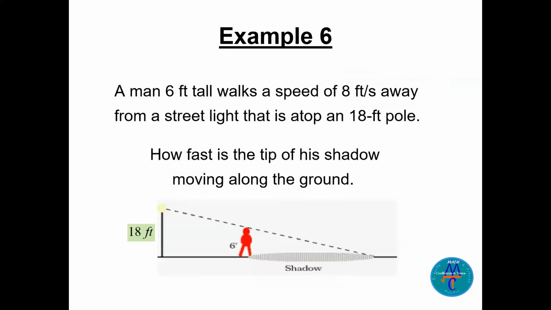Another nice question. We have a man 6 feet tall. Okay, this is a man here. Walks at a speed of 8 feet per second away from a street light. So there is a street light here, an 18 feet pole. This is 18 feet, the height. We need the speed here. How fast is the tip of his shadow moving along the ground?